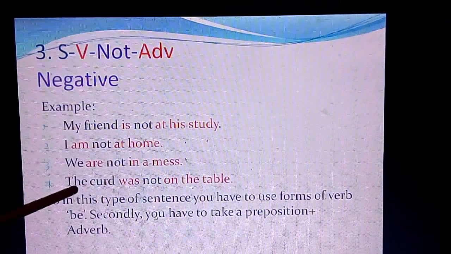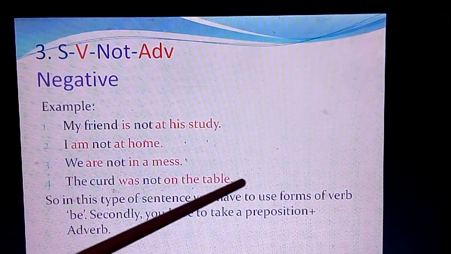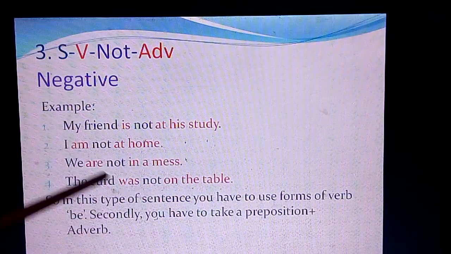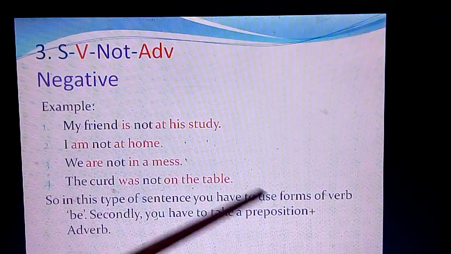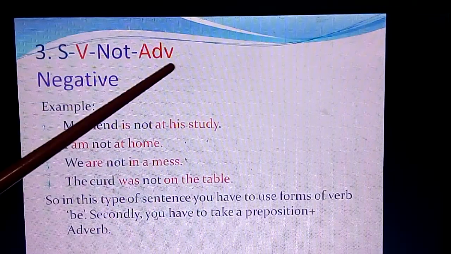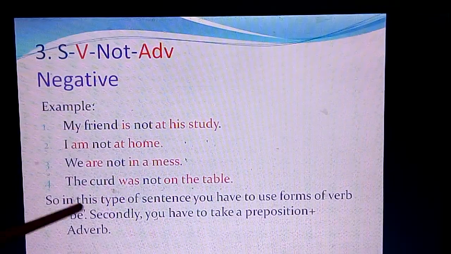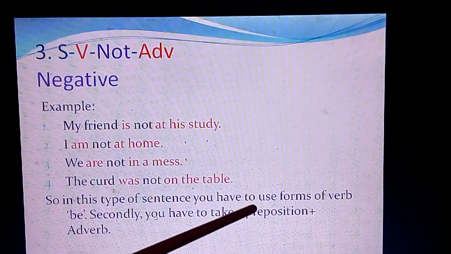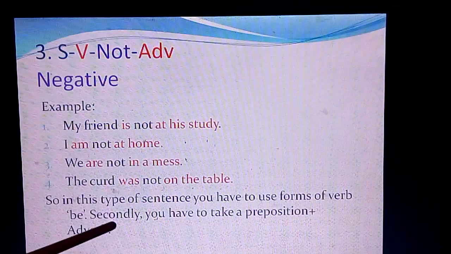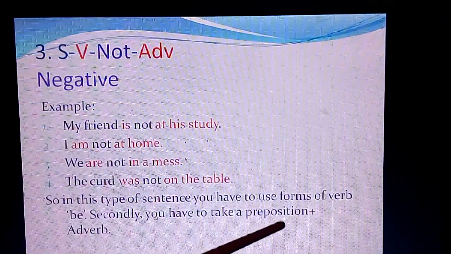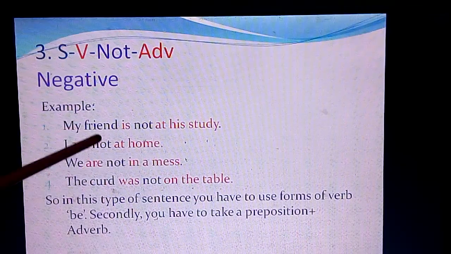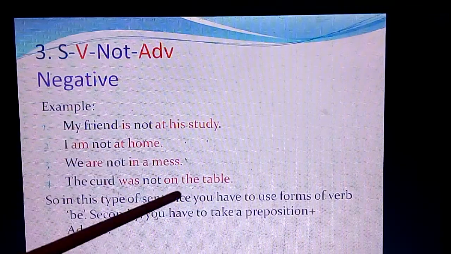Right? So the curd was not on the table. Mom, you told me that the curd is on the table, but when I went in the kitchen, I found that there was no curd on the table. So the curd was not on the table. So in this type of sentence, you have to use forms of the verb be. Secondly, you have to take a preposition. Here you have taken is, at, in, on.